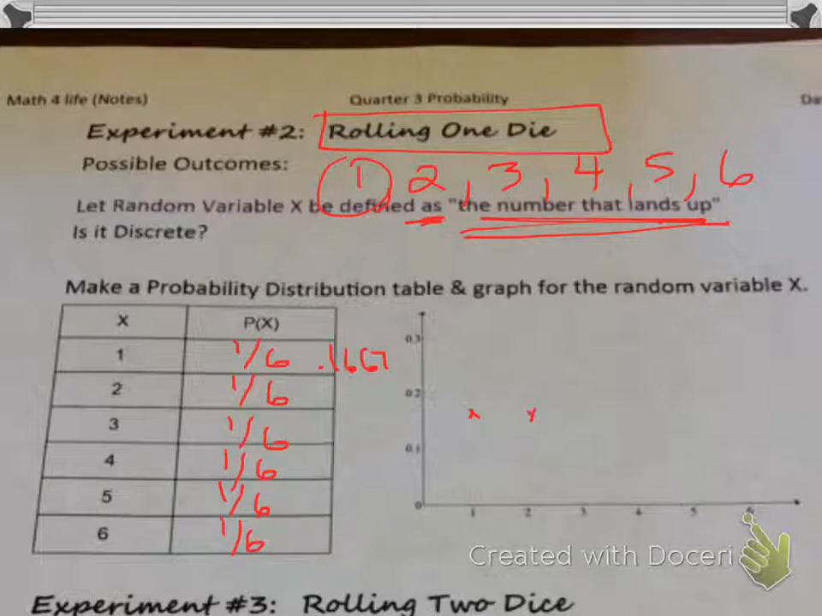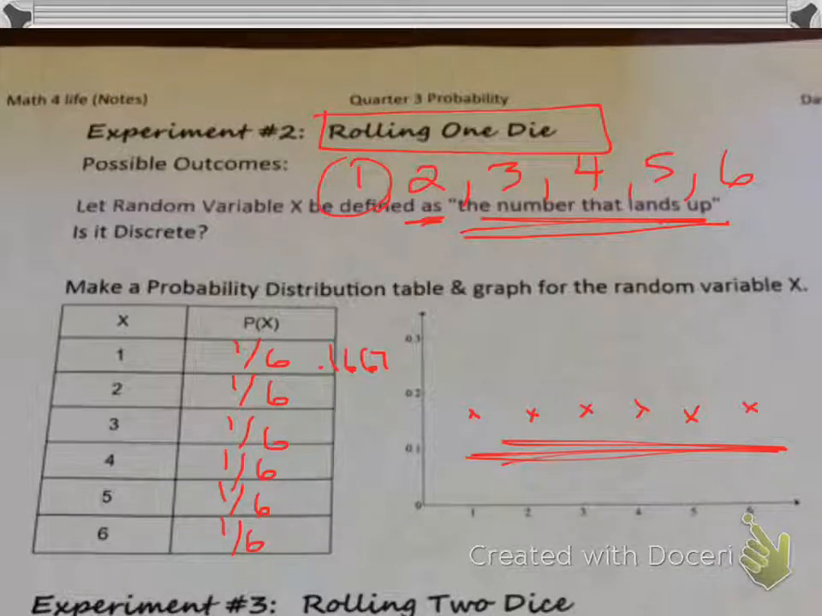For 2, we're still in the same spot. For 3, we're still in the same spot. 4, still in the same spot. 5, still in the same spot. 6, still in the same spot. So if I were looking at the way this was distributed over here, it didn't change for any of my different outcomes. And we're going to talk about what kind of a probability distribution that is tomorrow.